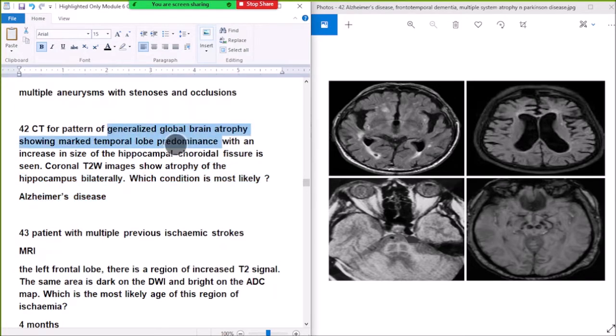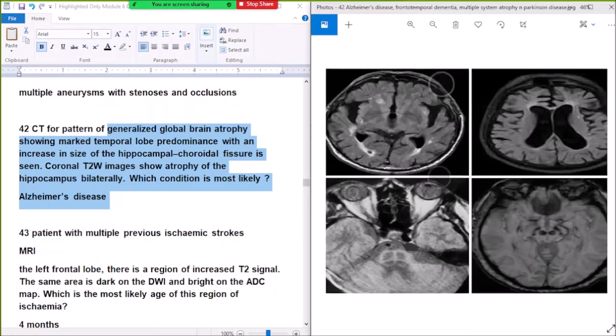CT pattern of generalized global brain atrophy shows marked temporal lobe predominance with an increase in the size of the hippocampal choroidal fissure. Coronal images show atrophy of the hippocampus bilaterally, which is most likely Alzheimer's disease. See, atrophy of the hippocampus bilaterally is seen in Alzheimer's disease.